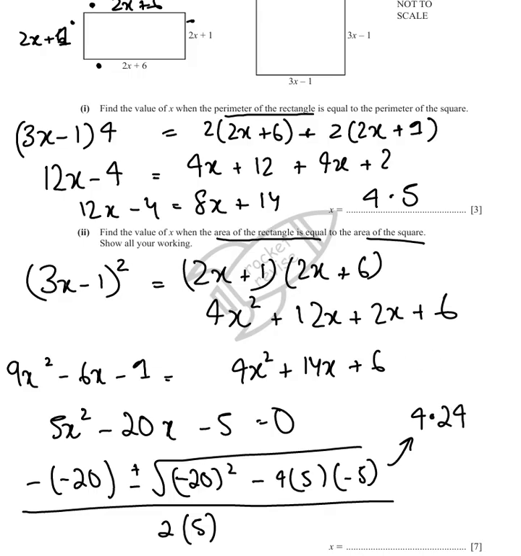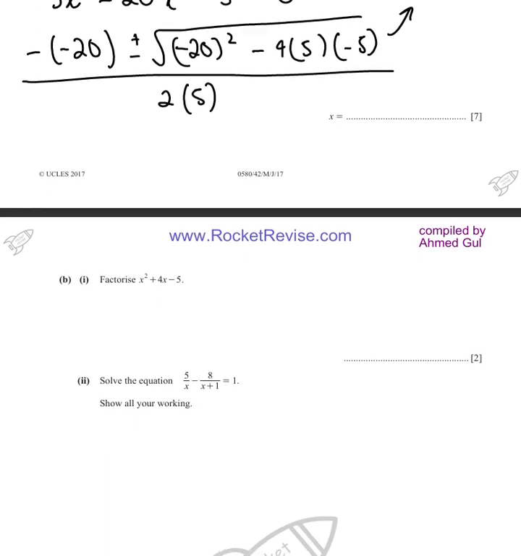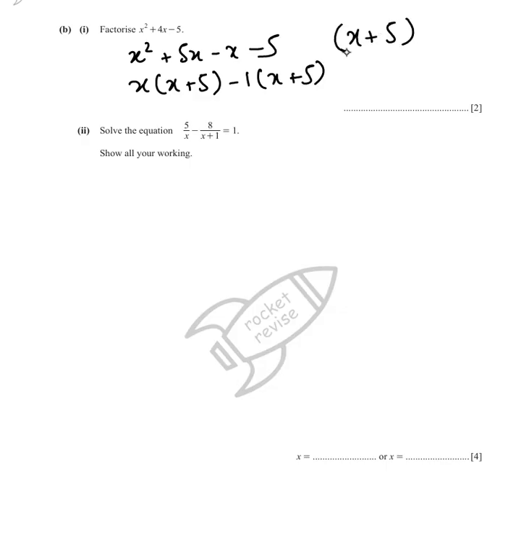Solve the entire question while performing in the exam, because this is what the examiner wants. Show all of your working. Okay. x squared plus 4x minus 5. x squared plus 5x minus x minus 5. x common, x plus 5, minus 1 common, x plus 5. So we have x plus 5 and x minus 1. Done.